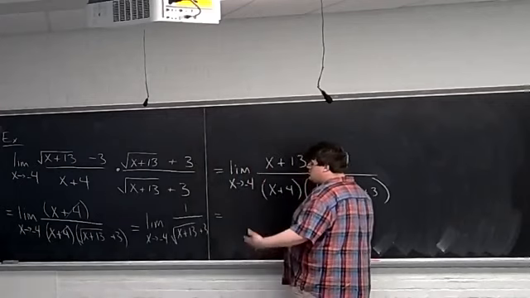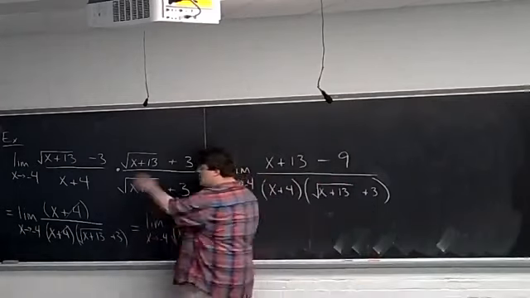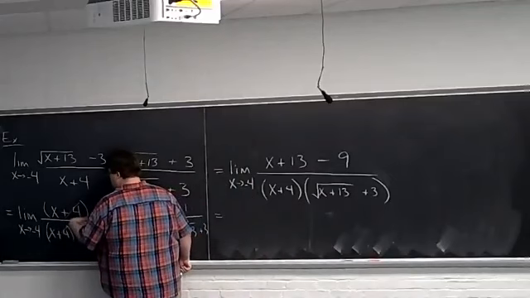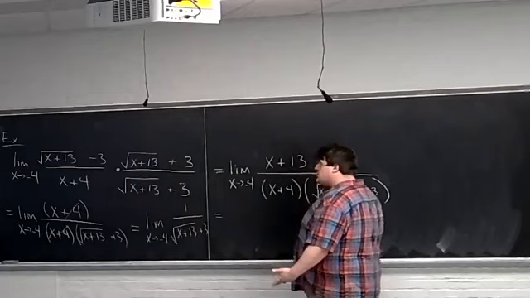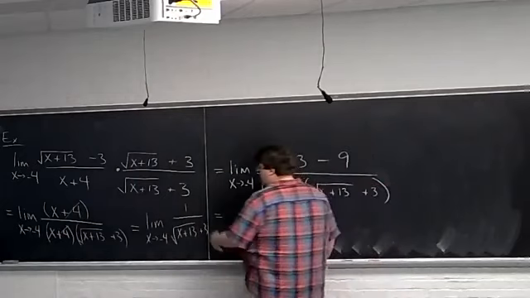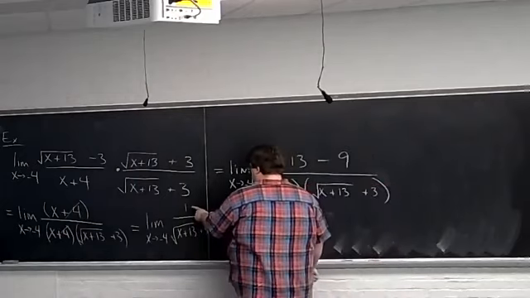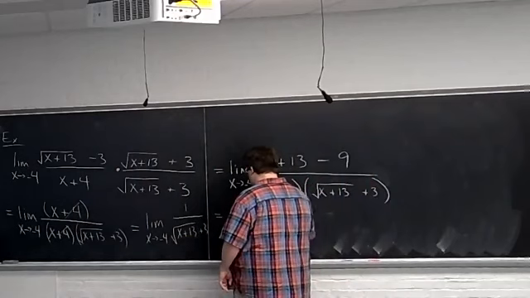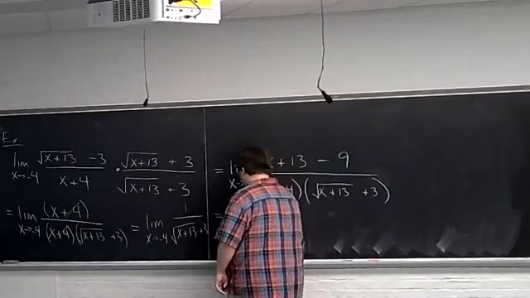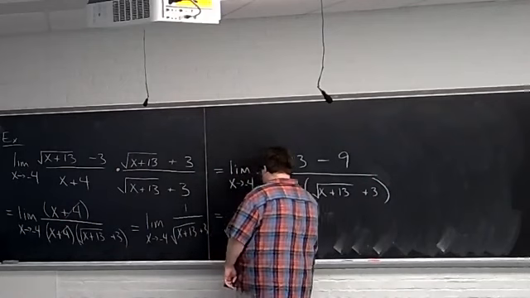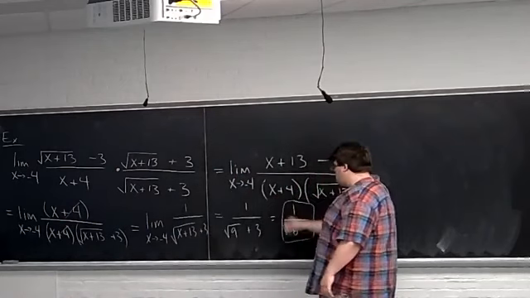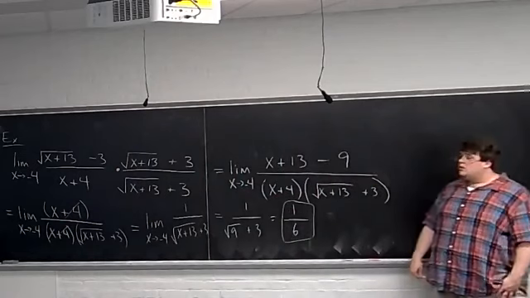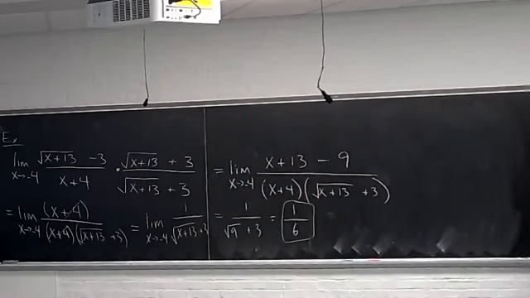And now we did algebra. What was causing our 0 over 0 to appear canceled in that step. Now we hope we can do a substitution. What happens when you substitute? You get a 1 on top. You get a root 9 plus 3. So you get 1 over 3 plus 3, 1/6. Any questions about that one?